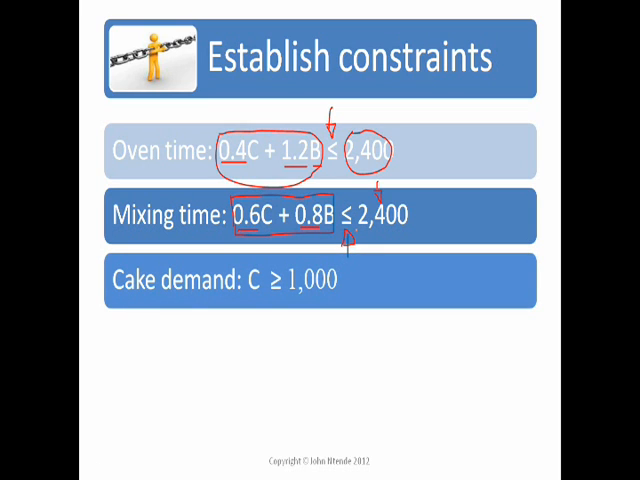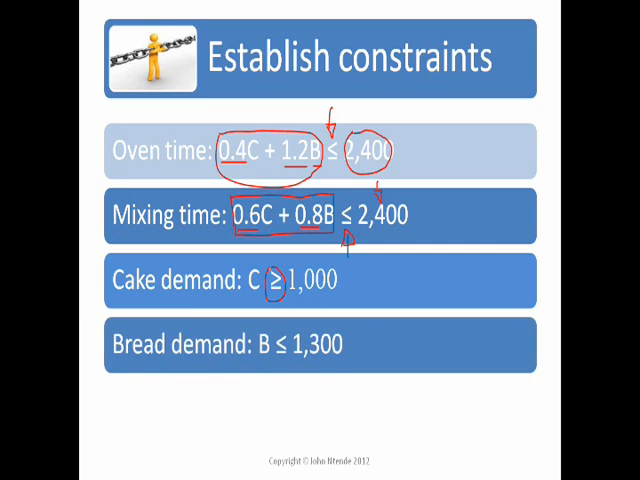The next constraint was on cake demand. We were told that cake demand is a minimum of 1,000. Whenever you say minimum, it means the symbol to use is greater than or equal to. So the equation is C should be greater than or equal to 1,000. The other constraint was on bread demand. This time we are told that the bread demand is a maximum of 1,300. Whenever something doesn't exceed a certain figure, we use less than or equal to. So bread demand should be less than or equal to 1,300.